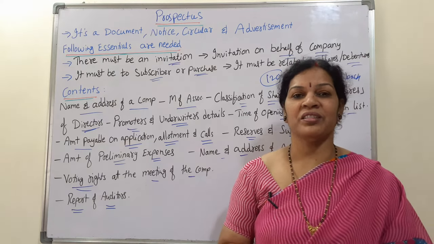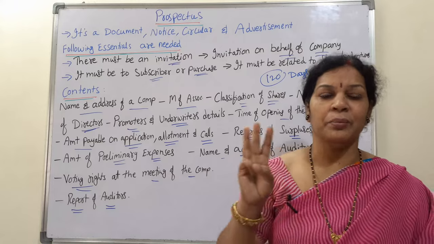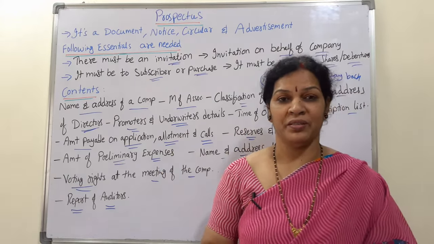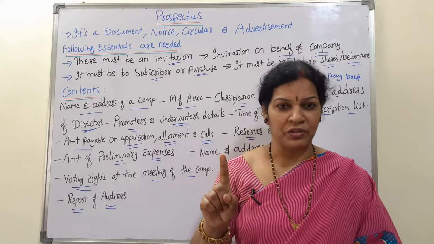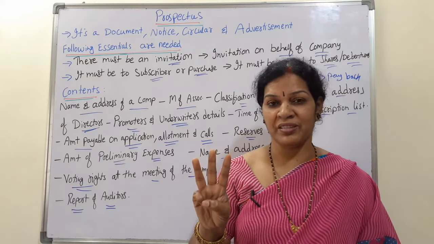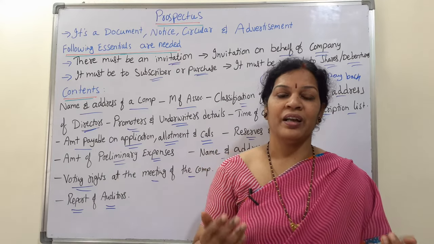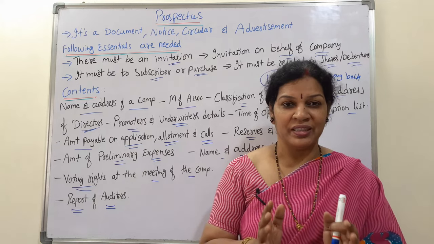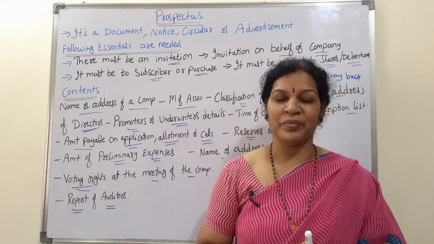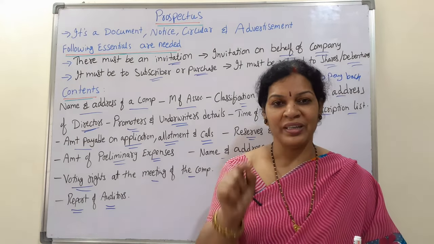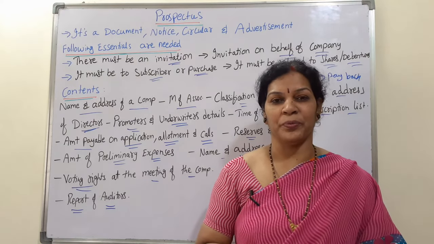So that's all. This is about the three important documents of any company, the incorporation of a company. First one, memorandum of association, articles of association, and prospectus. Remember this, very important. If you are a commerce student or management student, please store this information. From the examination point of view, it is exactly important. It is also important from your knowledge point of view.